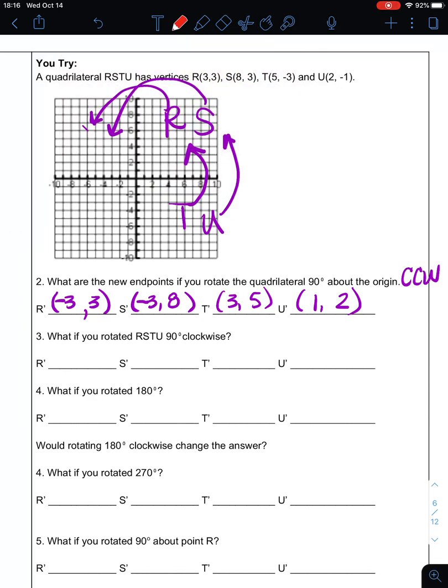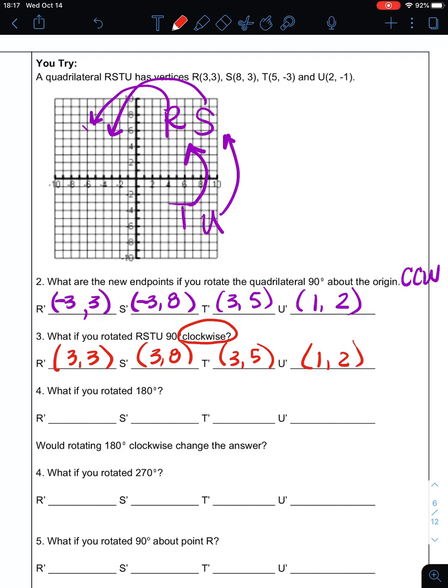So what if you rotated RSTU 90 degrees clockwise? This is the great thing about the rule. Nothing changes. You do it exactly the same as you did before. You switch it for every 90 degrees. So I'm going to switch 3, 3. I'm going to switch 8, 3. I'm going to switch 5, 3. And I'm going to switch 2, 1.